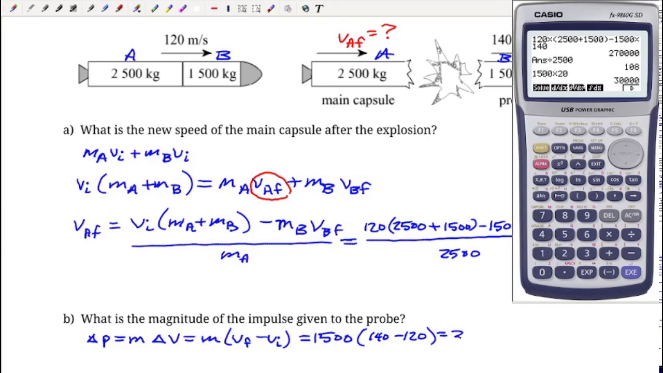There we go. 30,000 kilogram meters per second. And again, I need 2 sig figs, so I'm going to make this 3.0 times 10 to the 1, 2, 3, 4 kilogram meters per second. There I've got 2 sig figs, and I'm going to call this forward. Same direction. The probe is moving forward.